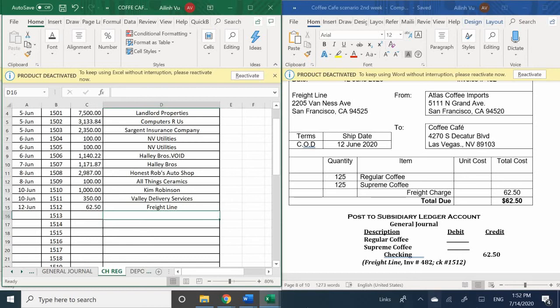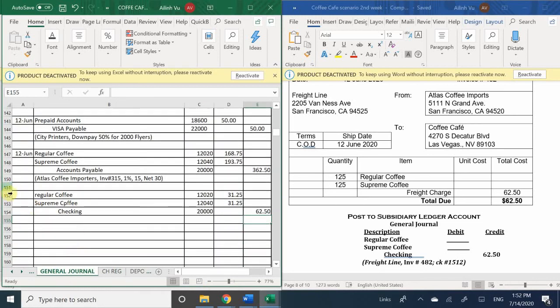Okay, so then I can go ahead and finish off my description here. Oops, I forgot to even write the date on here. So here, I know that I received a bill from Freightline. It was for invoice number 482, comma, check number 1512, just to indicate that I wrote a check to them. All right, so my journal is now complete.